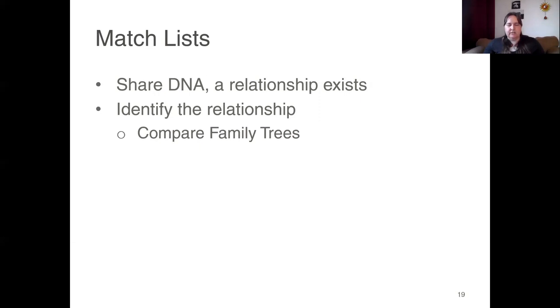Now, you can do this in several different ways. The easiest way is if you know your family tree, and the match that you're looking at has a family tree that you can look at. It's pretty easy to compare the trees and find the common ancestor. It's also possible that your match has the beginnings of a family tree, but they haven't filled it out. In that case, you may have to spend some time researching their family tree to try and figure out where the common ancestor is.